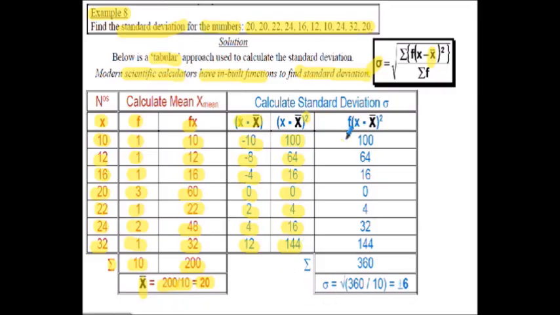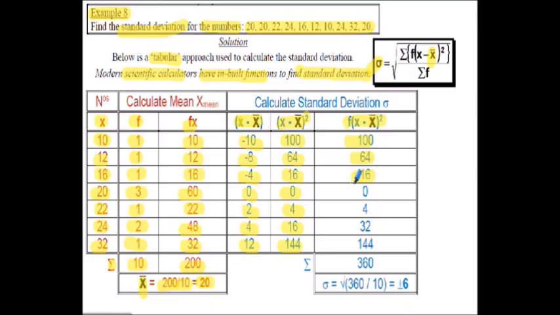The final column in the tabulation is f, the frequency, now times the x take away x bar all squared. So in other words, it's the f column here on the left hand side multiplied by this column here. So 1, the f for the first row is 1. So 1 times the 100 is 100. 1 times 64 is 64. 1 times 16 is 16.